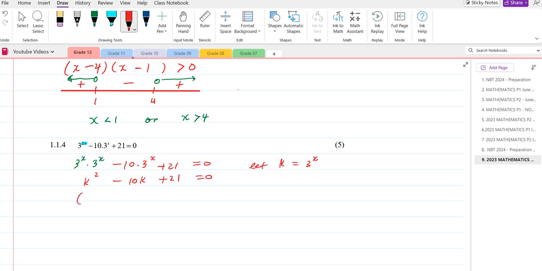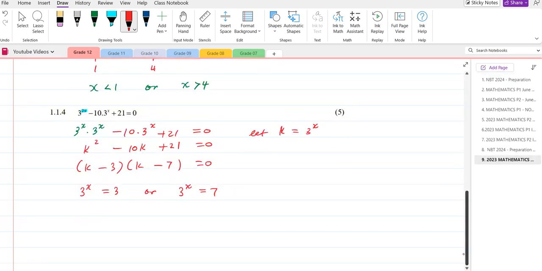Now if you factor this out, you're going to get k minus, I don't know whether it's minus or plus, let's check. Right, so now we know 21 is 7 times 3, so only 7 and 3 will work, minus 7 and minus 3. So we're going to say 3 to the power x, which is k, equals 3, or 3 to the power x equals 7. Now interesting, because 3 to the power x equals 3, that's possible because that's 3 to the power 1. So we can drop the bases, therefore x is equal to 1.